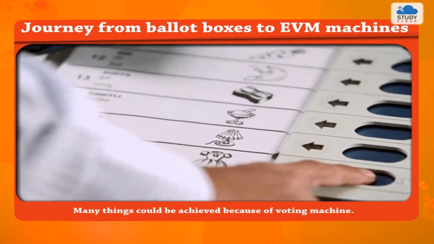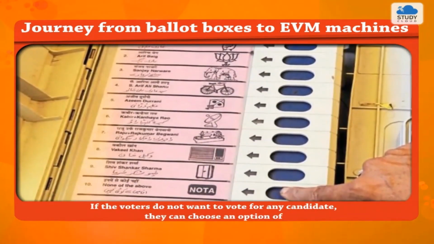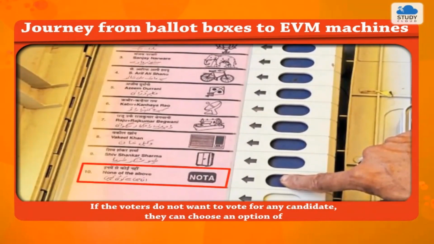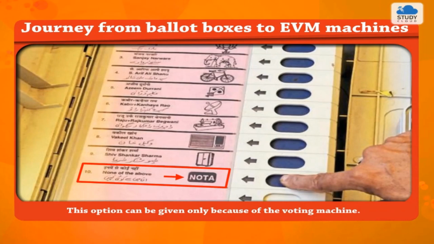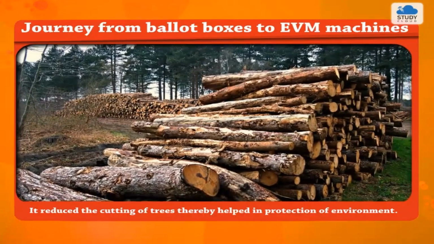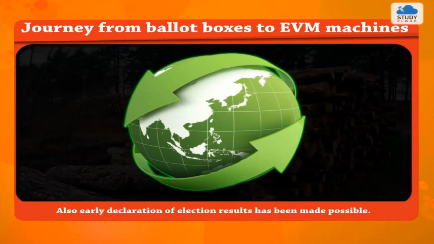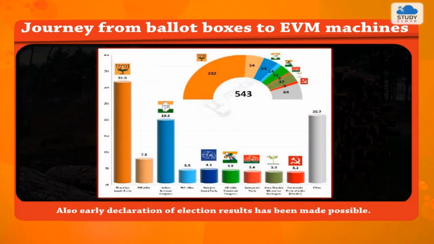Many things could be achieved because of voting machines. If the voters do not want to vote for any candidate, they can choose an option of none of the above, NOTA. This option can be given only because of the voting machine. It has become easy for disabled people, Divyanga, to vote. It reduced the cutting of trees, thereby helping in protection of the environment. Also, early declaration of election results has been made possible.